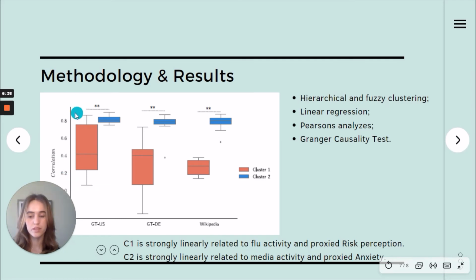Here we have the clusters. We have two clusters, C1 and C2, and when we join all of these analyses, we see that C1 is strongly linearly related to the flu activity and also proximate with the risk perception, and on the other end, C2 is strongly linearly related to the media activity and proximate with anxiety.